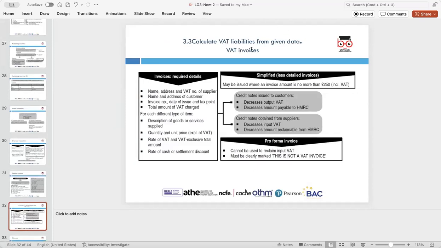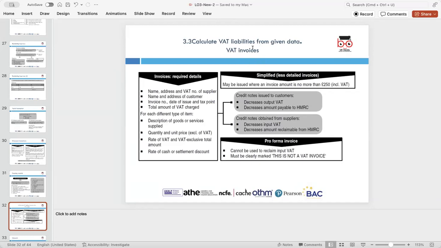Calculate VAT liabilities from given date VAT invoices. Invoices required details, simplified and pro forma invoices. So required details: invoices must include details such as the name, address, and VAT number of the suppliers and customers, invoice numbers and date, total amount of VAT charged, and a description of goods or services supplied.